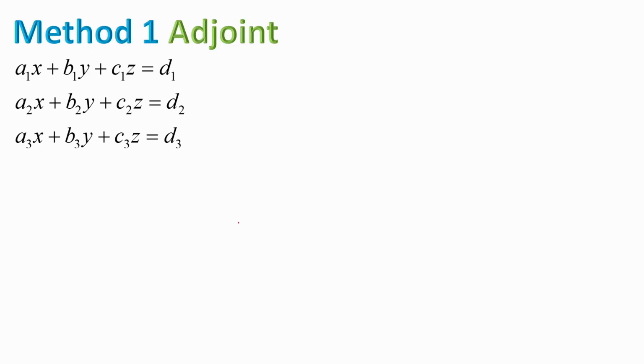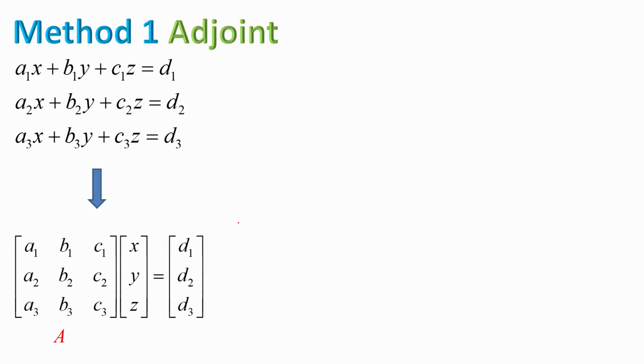Now let's move to solving simultaneous equations involving 3 variables, x, y, z. 3 methods will be shown. The first method is called the adjoint method, or using the properties of what we call the adjoint of a matrix. And here are 3 equations with 3 variables, x, y, z.